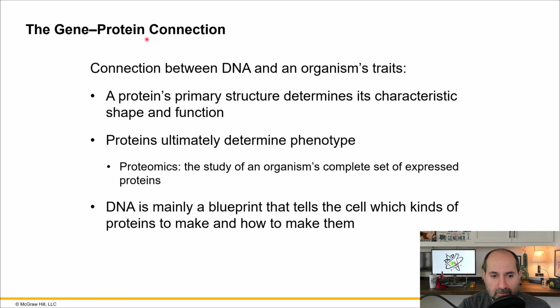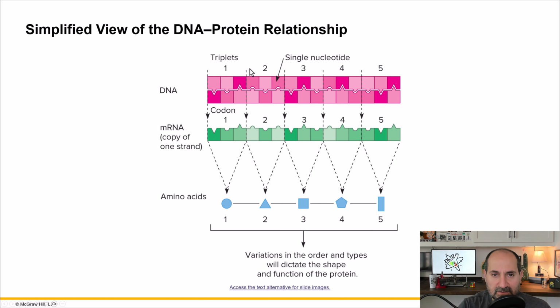Genes code for proteins. DNA is mainly a blueprint that tells the cell which kinds of proteins to make and how to make them. The double-stranded DNA codes for proteins, and the way it does so is by these 3-letter codes called triplets or codons, triplet codons. These 3-letter codes are copied to mRNA, and then these 3-letter codons are translated to protein. Copying double-stranded DNA to mRNA is called transcription. Translating that transcript to protein is called translation.